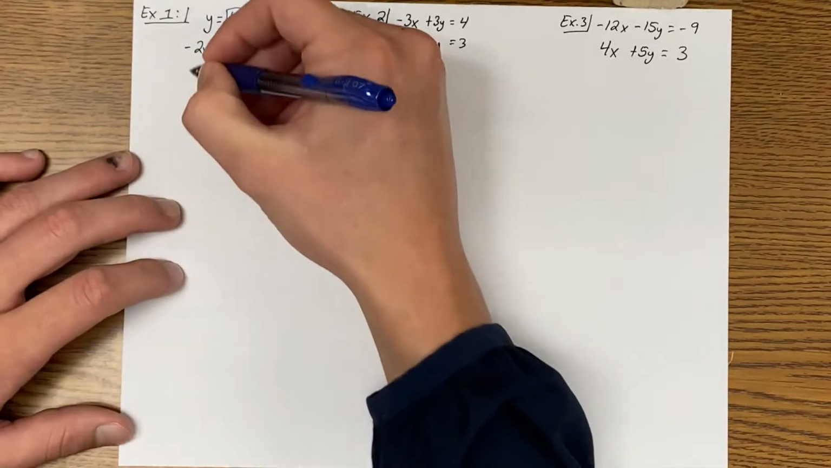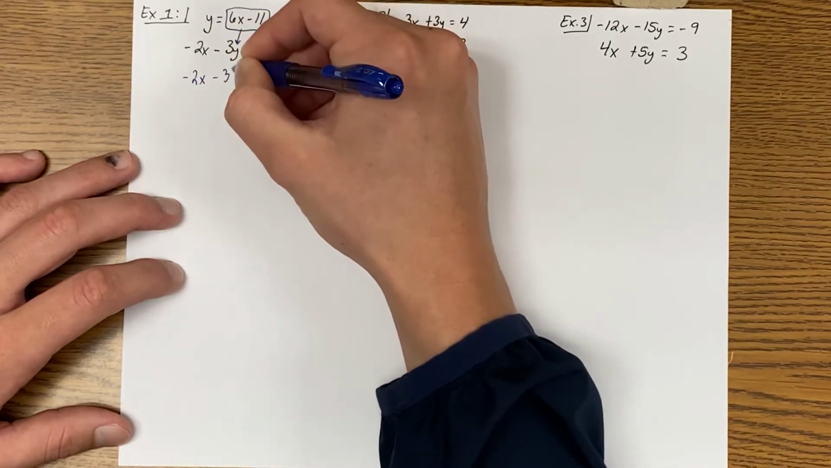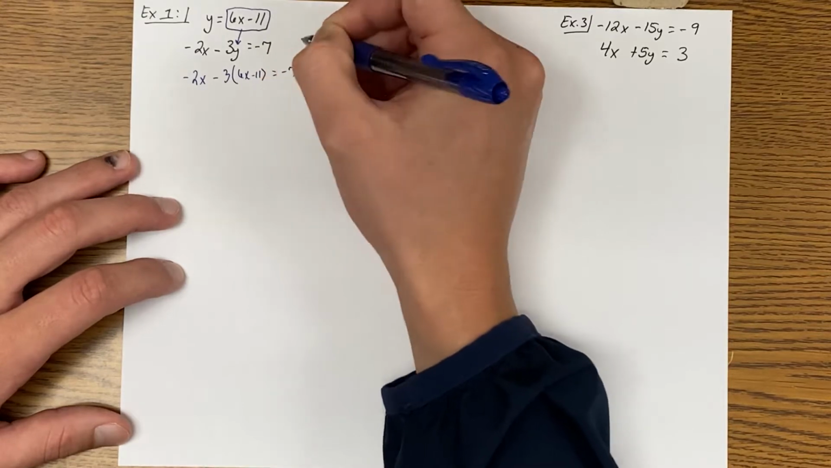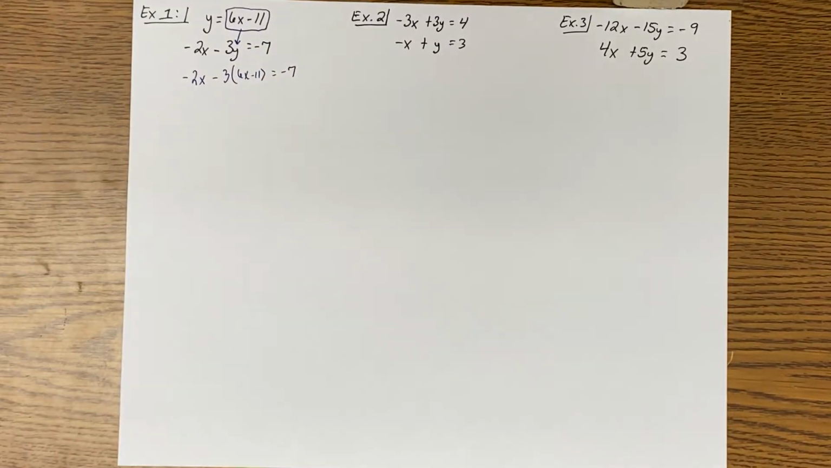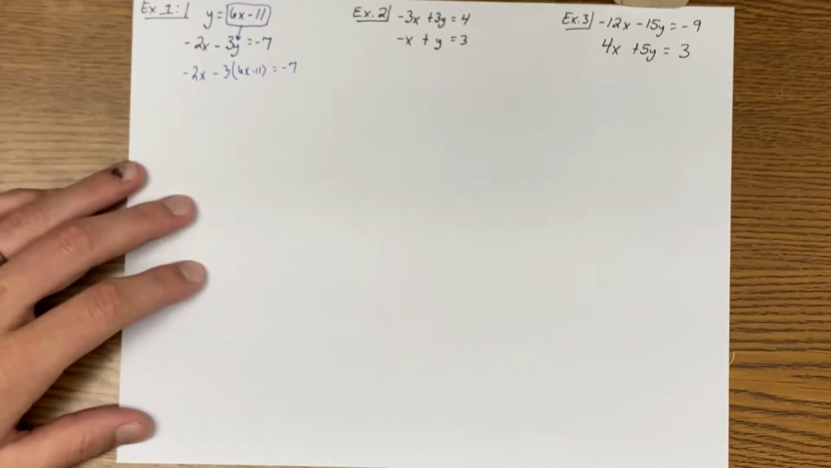So let's do that. So we have -2x minus 3, and now instead of y, I'm going to plug in 6x minus 11 equals -7. So we just substituted 6x minus 11 in for y, in the second equation. So now we solve here.